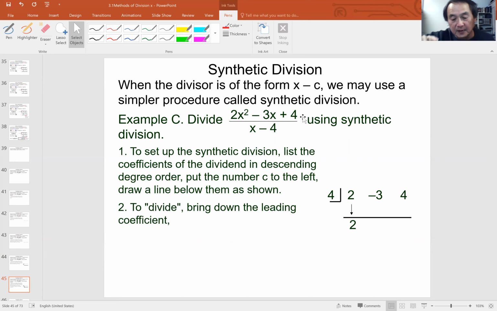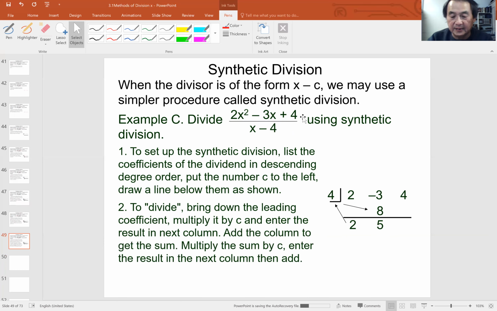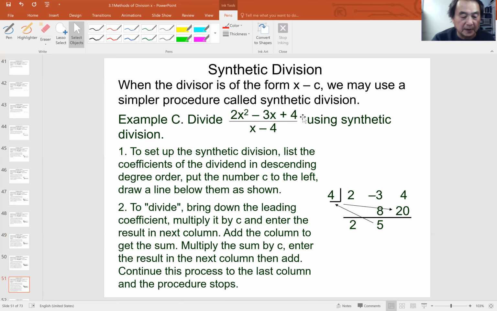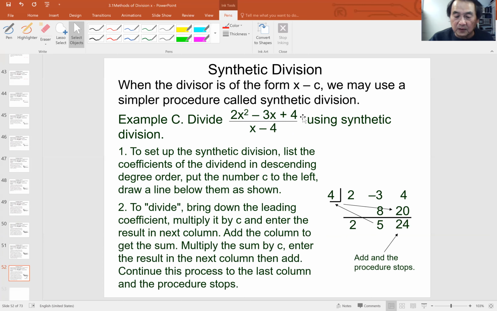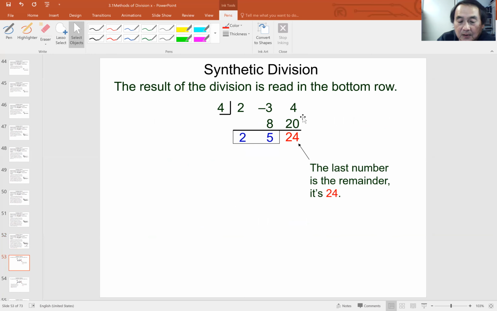From here it is a cycle of the same things. Multiply and put it into the next column. Then you add. This is different from long division; nothing to do with subtraction. You multiply, you add. 5 times 4 is 20, 4 plus 20 is 24. And this is where the mechanics start. And what does it mean?